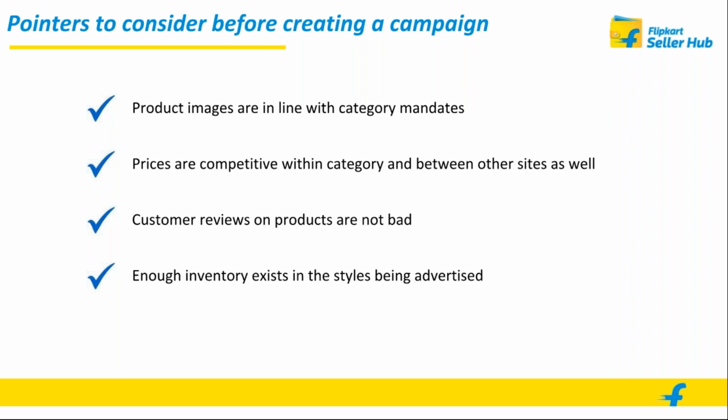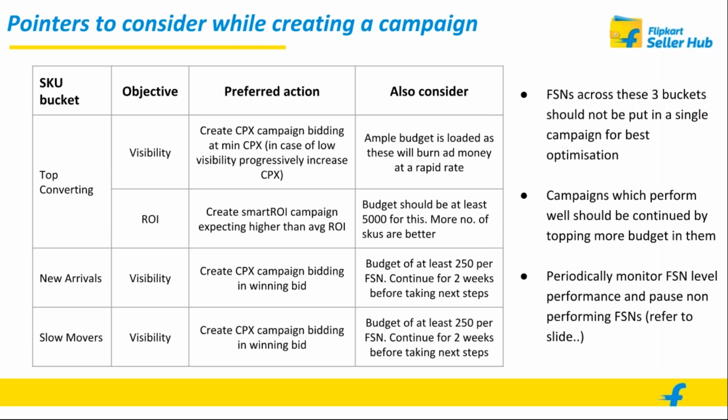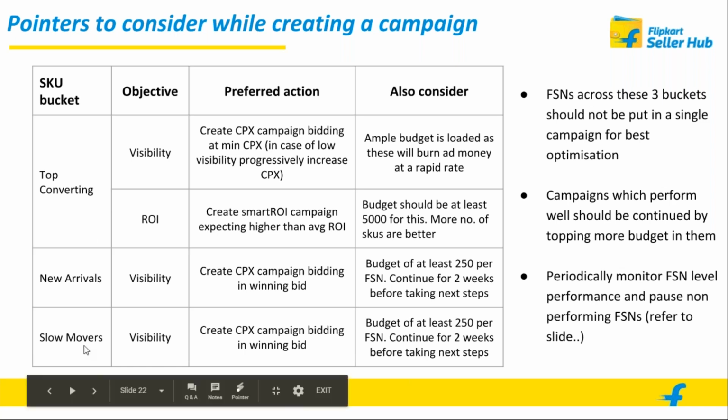Okay, now we have created this table so that it can help you to strategize while you're creating different campaigns. I do not want to read through each of these points. You can go through them later on when you check out this complete PPT. I'll just give you the logic behind each and probably pick up some small points here and there. So we divided our SKU sets into 3 buckets: top converting, which is basically leading to highest sales, maximum sales out of that campaign, new arrivals, and slow movers.